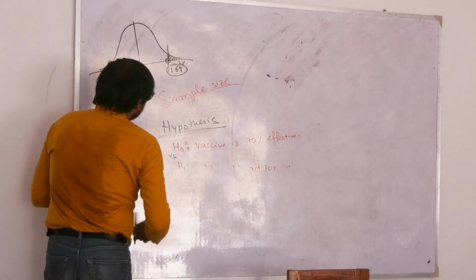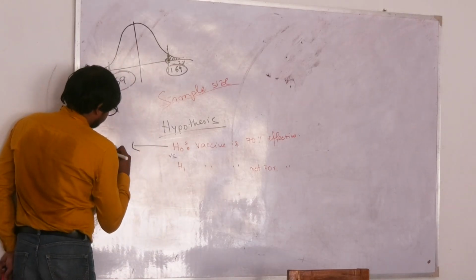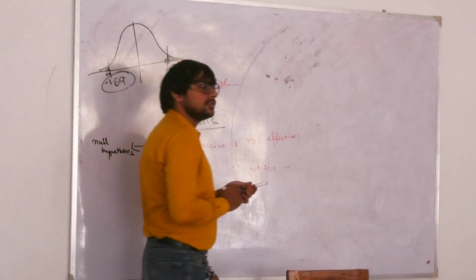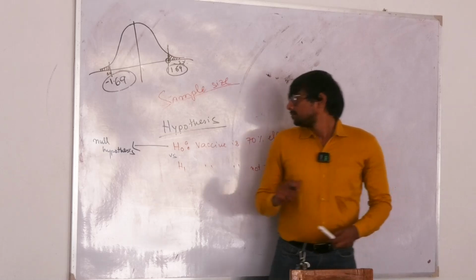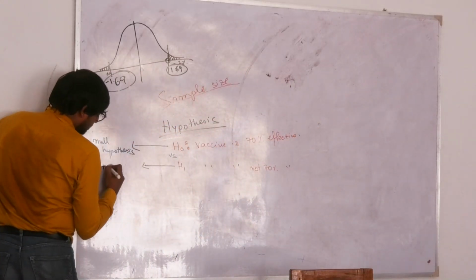So the first statement which we give is called the null hypothesis. Understood? And this statement, what are we going to call? The alternate hypothesis.